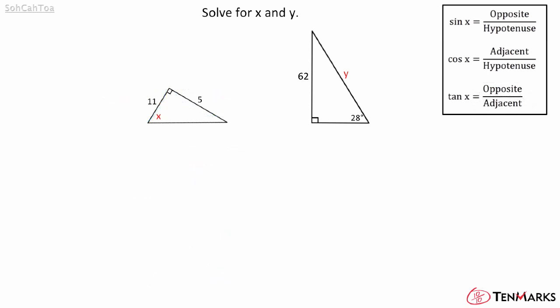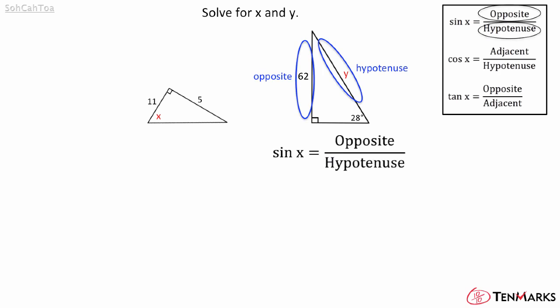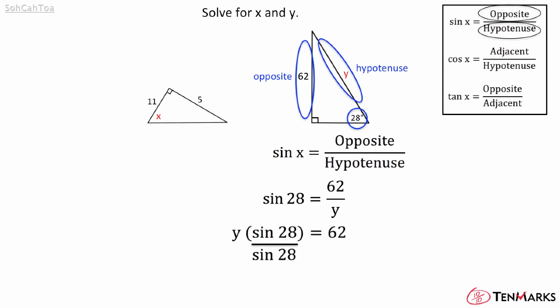How about Y? In this triangle, 62 is the opposite side from the angle and y is the hypotenuse. The trigonometric ratio with opposite and hypotenuse is sine. In this case, x is 28 degrees. Plug in 28 for x, 62 for opposite, and y for the hypotenuse. Multiply both sides by y, divide both sides by the sine of 28, and solve to get that y is equal to 132.1 units long.